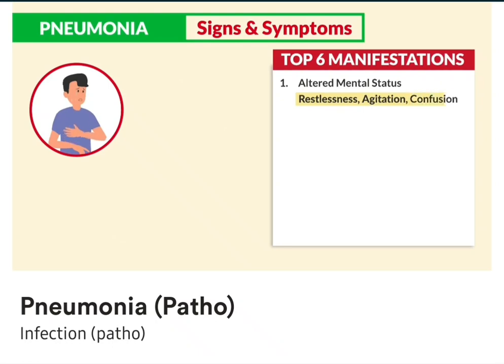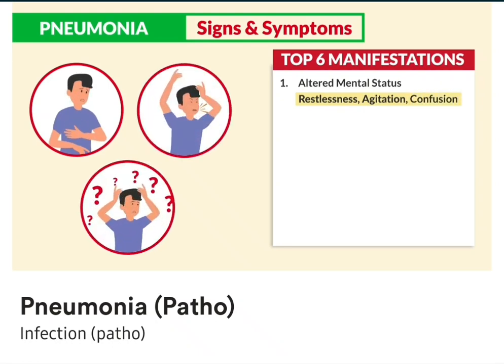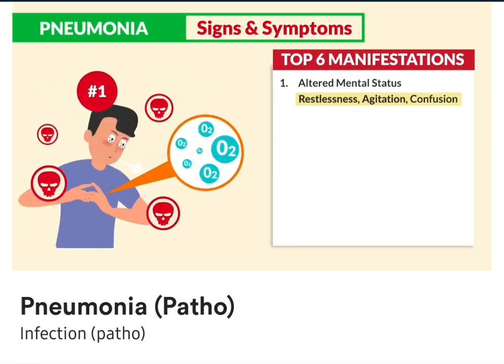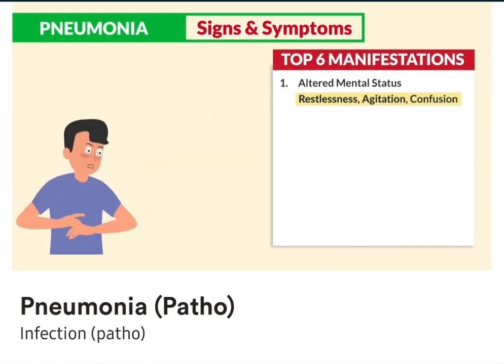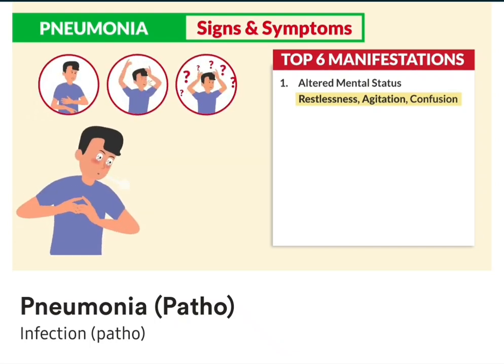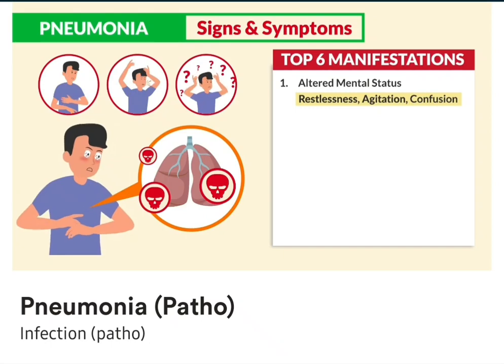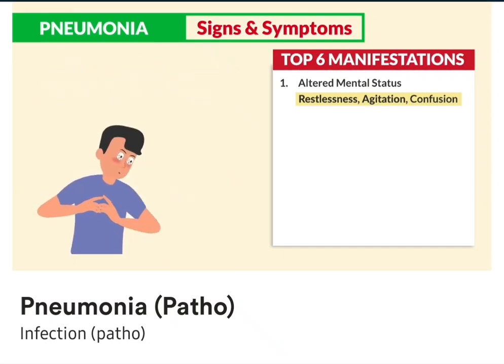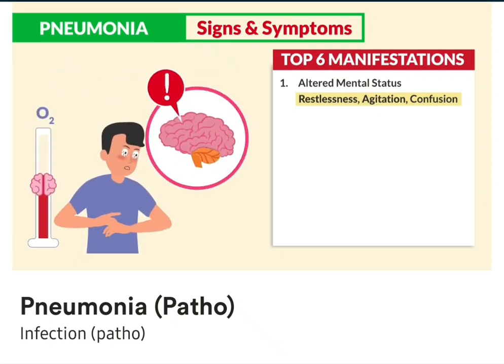We see restlessness, agitation, and confusion. These 3 are the earliest signs of hypoxia. So write them down because they are critical, since it can lead to deadly respiratory failure. Now the brain is very sensitive to oxygen.